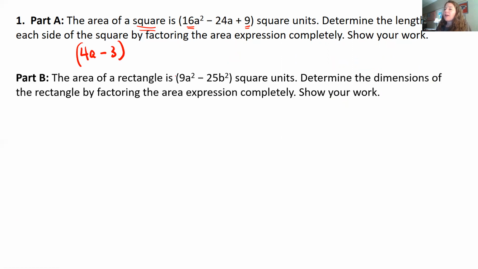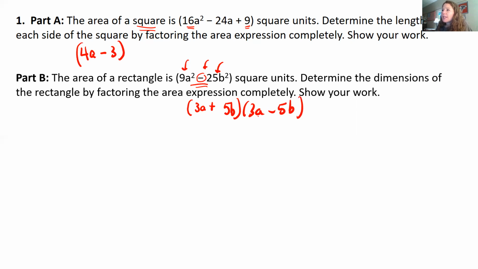All right, now this is the area of a rectangle, so rectangle side lengths do not have to be the same, right? So I noticed these two terms are both perfect squares as well. And actually it's the difference of squares. So we've had problems where we had to factor difference of squares. So the square root of 9a squared is 3a. The square root of 25b squared is 5b. And since it's the difference of two squares, that means one gets a plus and one gets a minus.